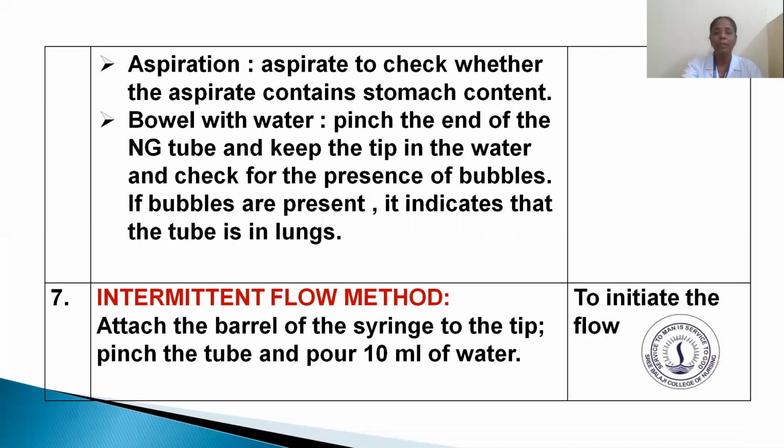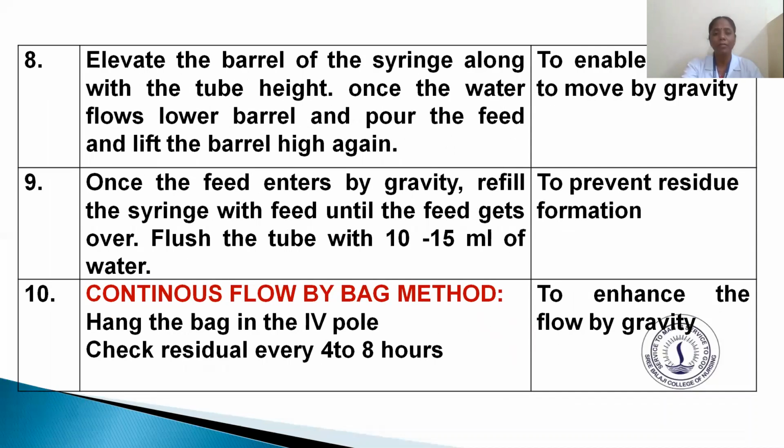And the intermittent flow method. Attach the barrel of the syringe to the tip, pinch the tube, and pour 10 ml of water to initiate the flow. Elevate the barrel of the syringe along with the tube height. Once the water flows, lower the barrel, pour the feeds, and lift the barrel high again.